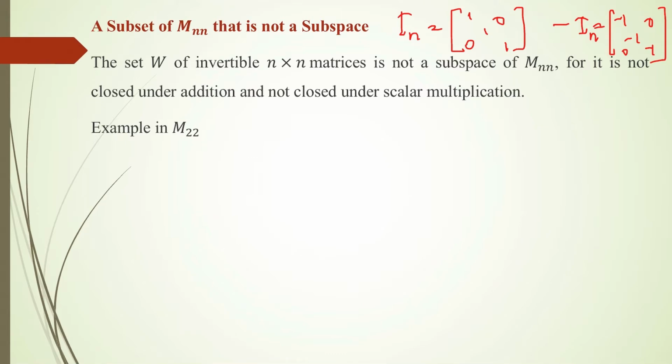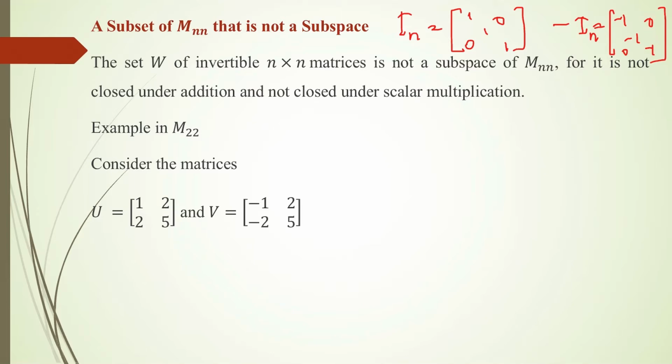We will see one example here. Consider matrices U equal to [1, 2; 2, 5] and V equal to [-1, 2; -2, 5]. These are invertible matrices because the determinant of the first matrix U is 5 minus 4, which is equal to 1, not equal to 0. So the determinant is not equal to 0 means the matrix is invertible. Similarly, here also the determinant is non-zero, therefore V is also an invertible matrix.